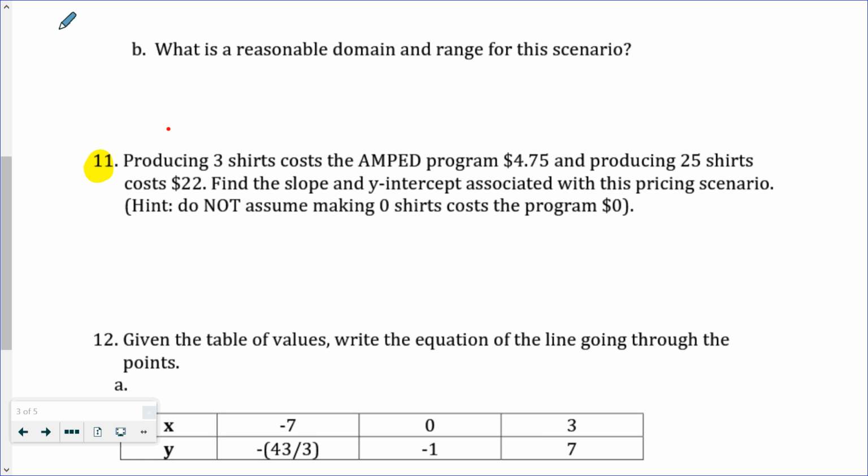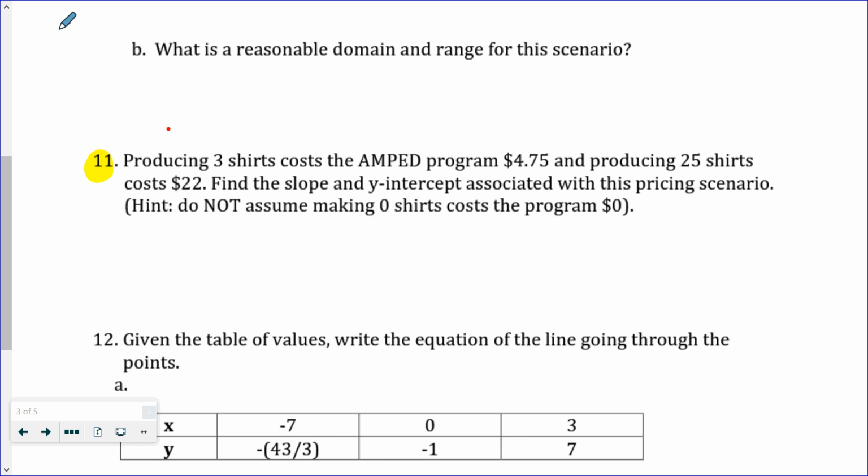So number 11 says, producing 3 shirts costs the Ant program $4.75. Producing 25 shirts costs $22. Find the slope and y-intercept associated with the pricing scenario. Hint, do not assume making 0 shirts costs the program $0.